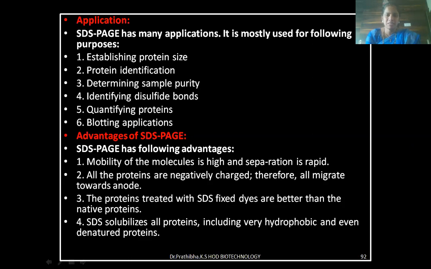Advantages of SDS PAGE: mobility of the molecule is high and separation is rapid. All the proteins are negatively charged, therefore all migrate towards the anode. The proteins treated with SDS fixed with dyes are better than the native proteins. SDS solubilizes all proteins including very hydrophobic and even denatured proteins.